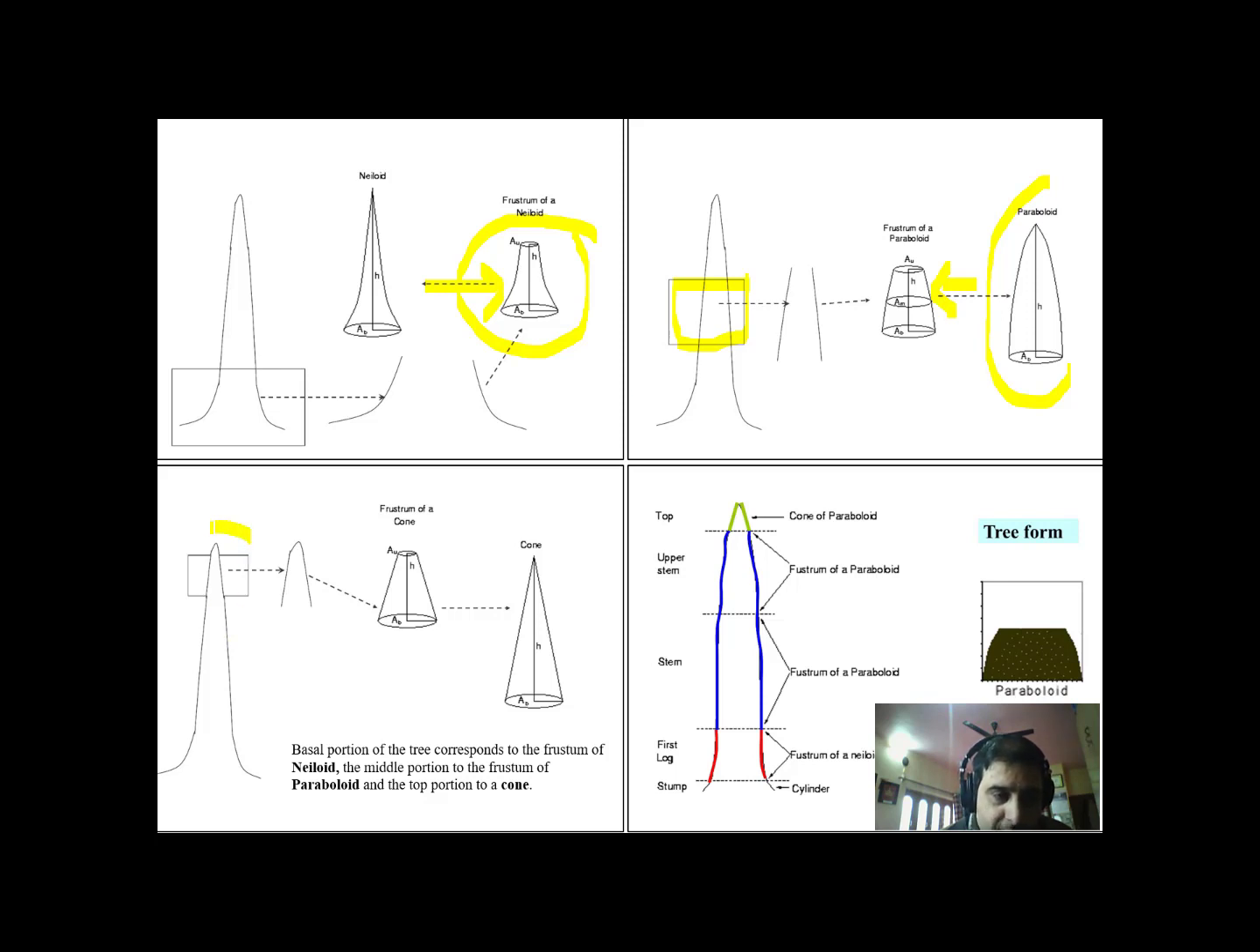Now we are left with the top portion of the tree. We take a cone, then a frustum of a cone, and try to place it at the top of the stem of a tree. This is how the form of the stem gets completed. Joining all these frustums, you can see here, this is the frustum of a neiloid, this blue portion is the frustum of a paraboloid, and this top portion is the frustum of a cone. This is how the form of the stem of a tree is formed.